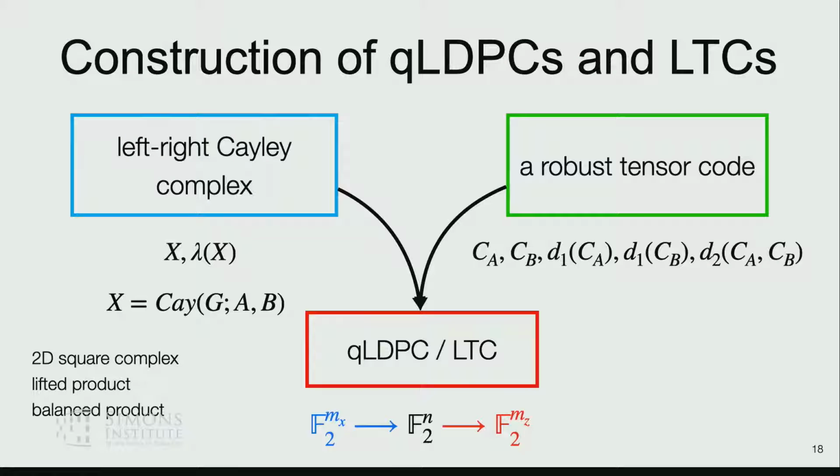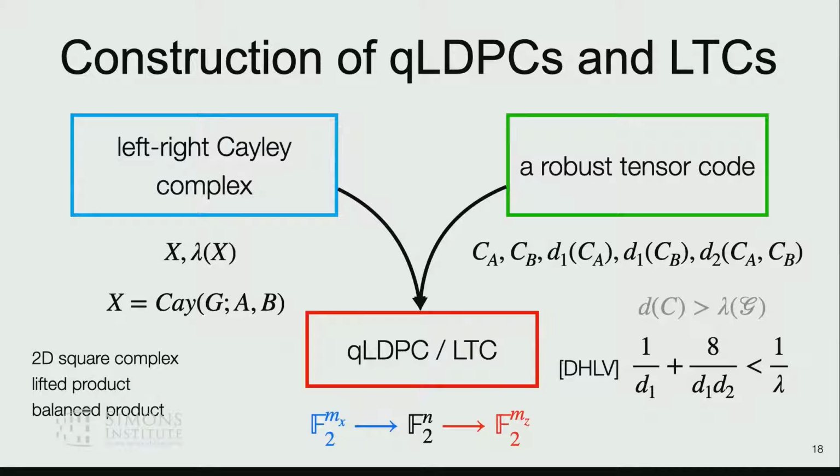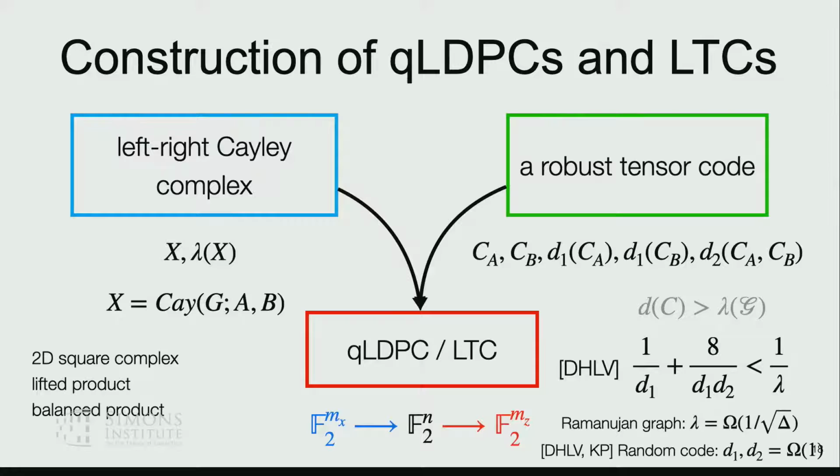Also, these Cayley complexes have different names. They are sometimes called 2D square complexes, and they can also be constructed using a lifted product or a balanced product. Again, we can ask what's the condition that ensures the combination is nice? In this paper, DHLV, we showed that as long as this inequality holds, then you will have a nice code. And again, can we satisfy this inequality? And the answer is yes again.